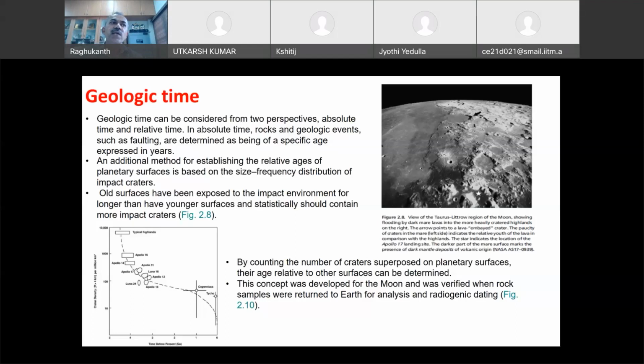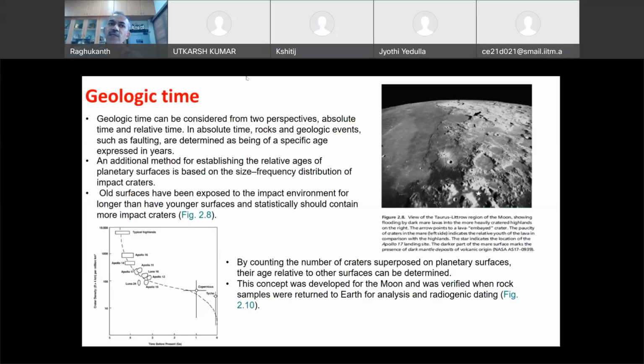Suppose there is a large number of craters. Even on Earth we had many craters, but Earth has an atmosphere and plate tectonics, so all the old cratered surfaces have eroded. But on the Moon, since there is no atmosphere, the old surfaces have been exposed to the impact environment for longer than younger surfaces, so statistically they should contain more impact craters. Based on that, we can decide the geological age.